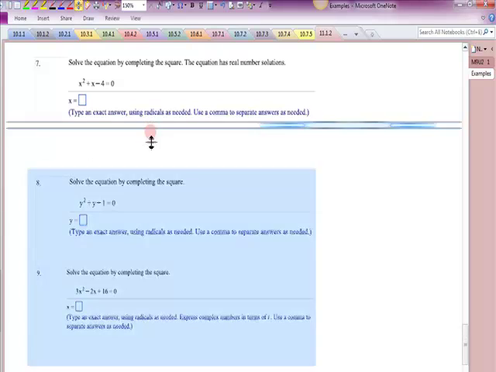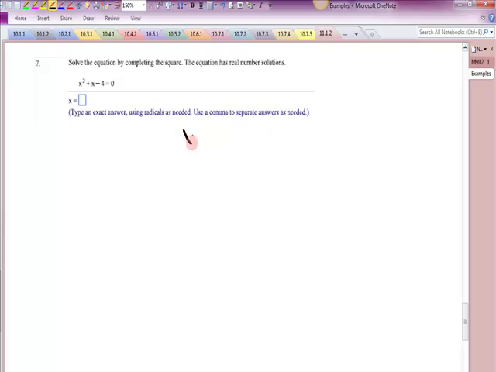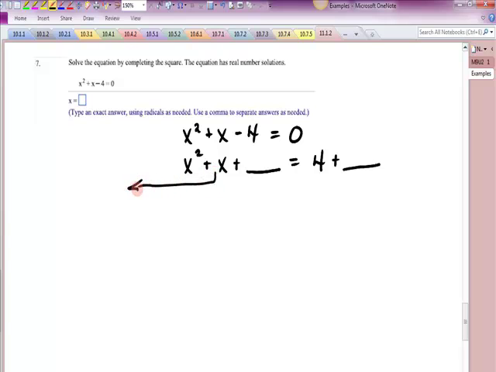Let's look at the next one. I have x squared plus x minus 4 equals 0. Let's get it in the right format for the square root, for completing the square. X squared plus x plus blank equals, when the negative 4 goes over here, it becomes positive 4 plus blank. The coefficient of the squared term was a 1. All right, the implied coefficient is 1 times a half is a half.